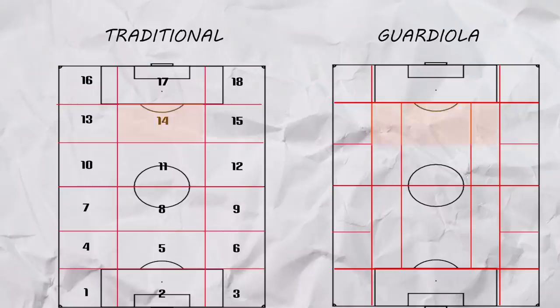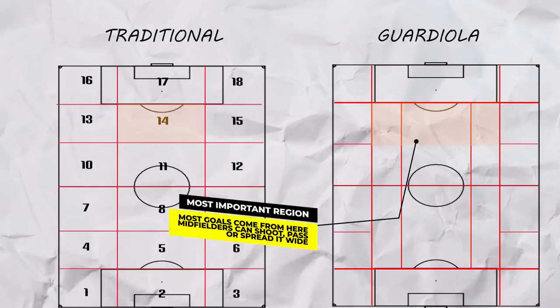Zone 14 is still identified as a high priority area because, as discussed, most goals originate in this area, as the midfielder can thread the ball into the box, have a shot, or shift the defense in either the left or right direction to disorient them.